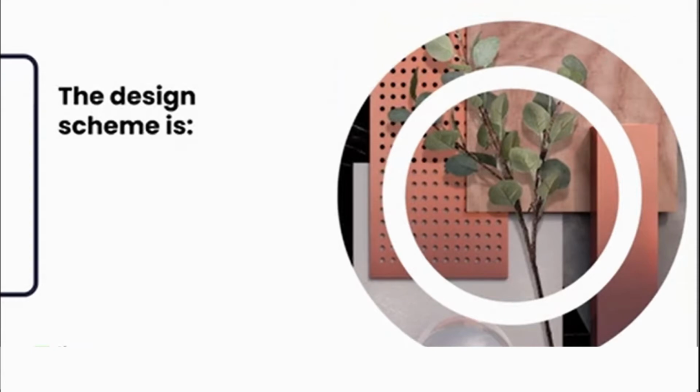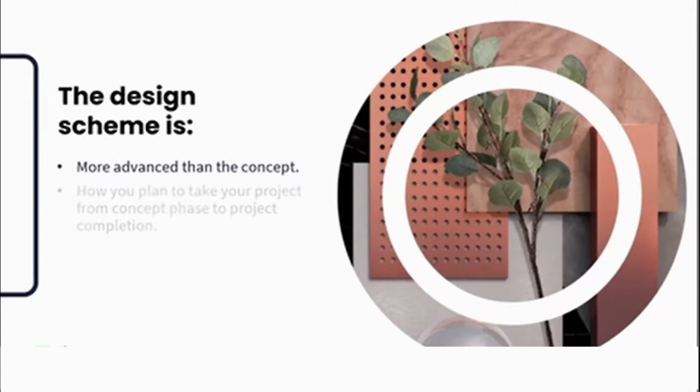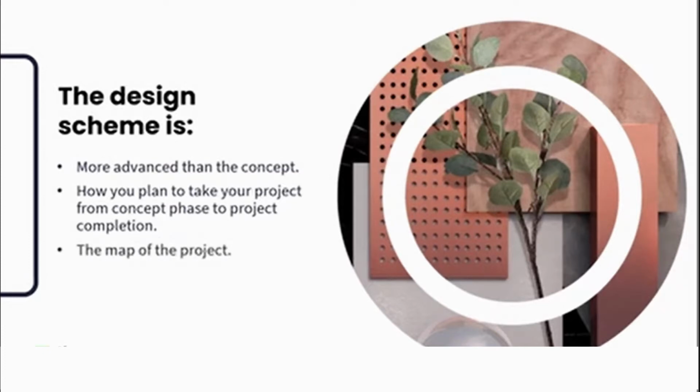How do we explain the design scheme? So firstly, the design scheme of the project is generally a little bit more advanced than the design brief or the concept design. The design scheme is how you plan to take your project from an up in the air kind of phase or your concept phase to your project completion phase. It's a map in essence for the client and other teams that are involved in your project to understand what needs to happen on the project. And that's where all the detail comes in.